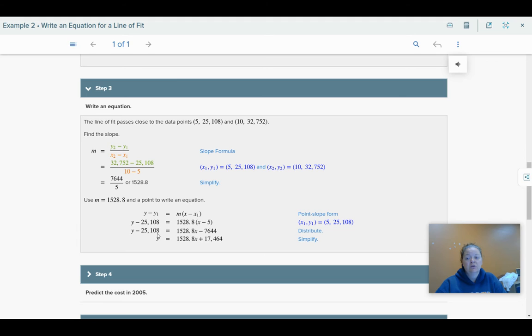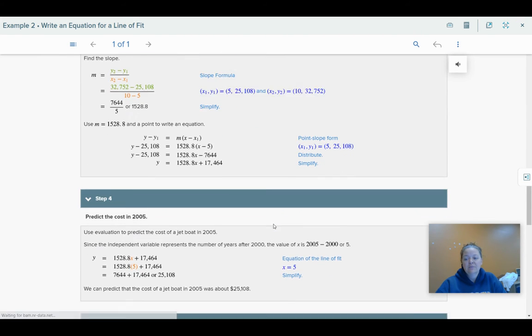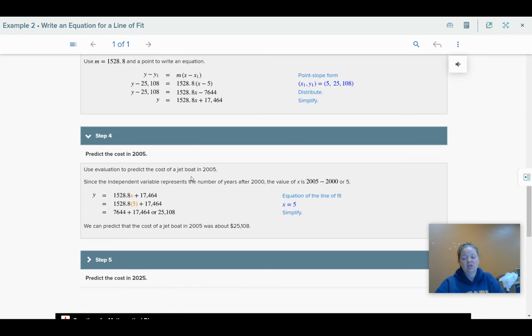Add 25,108 to each side, and we get an equation that is y equals 1,528.8 times x plus 17,464. The last step is to use that to predict the cost of the boat in 2005 and in 2025. Since the x values are the years since 2000, we're going to take 2005 minus 2000, which gives us 5. So we're looking at x equaling 5 years since 2000.